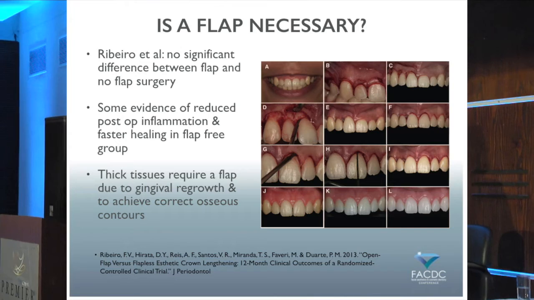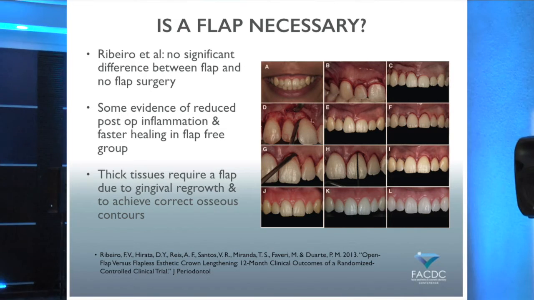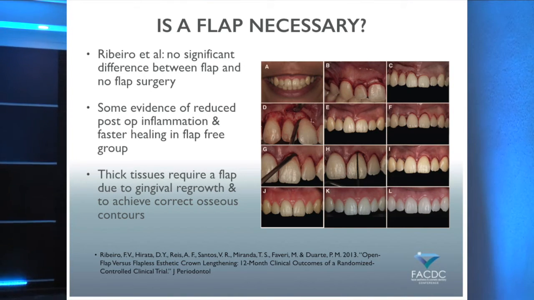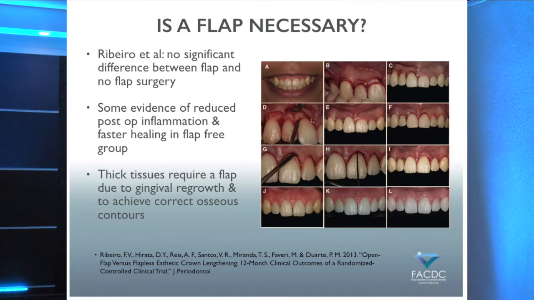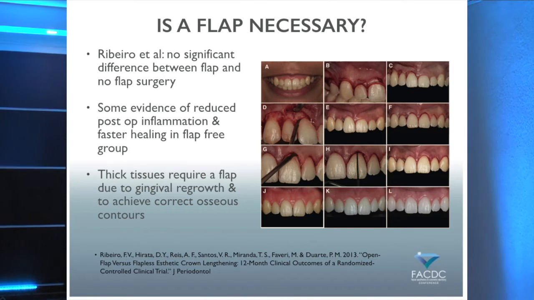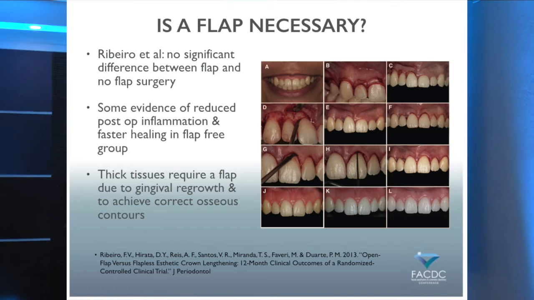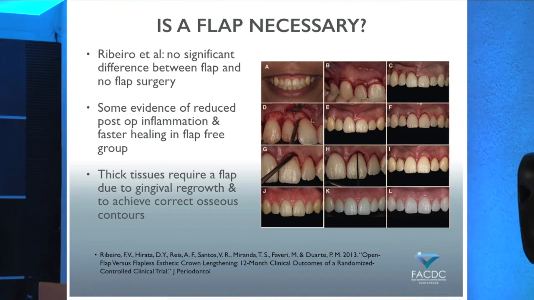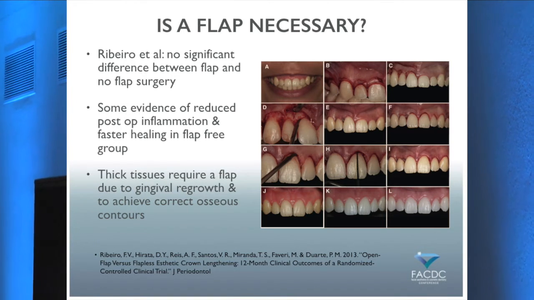Another interesting study, this was the first split mouth study done comparing flap and flapless crown lengthening procedures. On the right-hand side, they performed a flap, on the left-hand side without. As you can see, the authors found no significant difference between flap and flapless surgery. There was also some evidence of less inflammation and faster healing in the flapless group. But again, if you've got a thick biotype or a thick osseous ridge, it would be better to raise a flap.